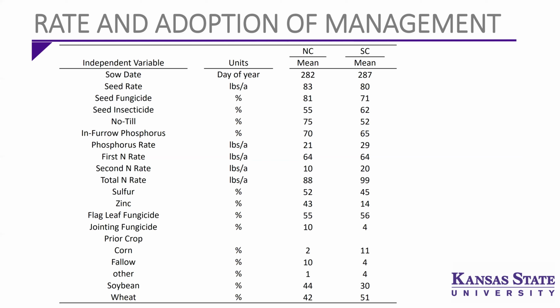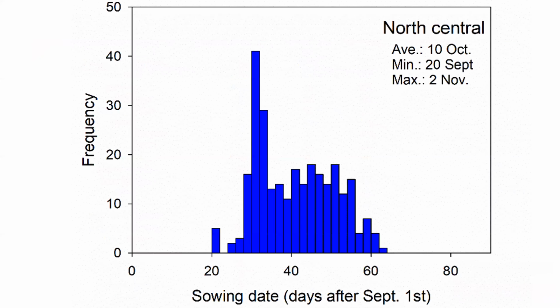And second, we can try to learn what's working, what's not. So if we look at individual things here, right, here we're looking at planting date. This is planting date in days after September 1st for North Central Kansas. You can see that the average was the 10th of October, ranging from the 20th of September to the 2nd of November. How has planting date affected grain yield in this region?